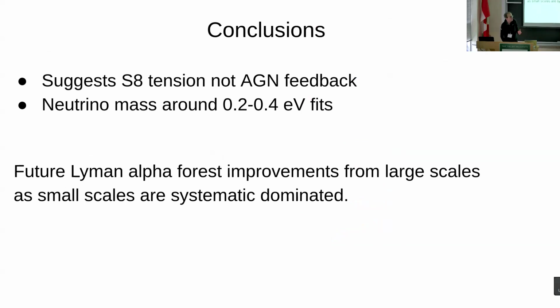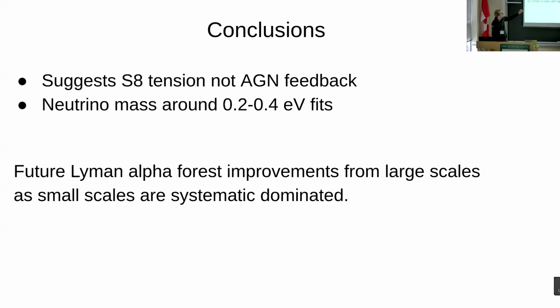So to conclude, what we've done is a new analysis of the Lyman-alpha forest. We had 50 large scale cosmology simulations, marginalizing over cosmology. We found that there is a sigma 8 tension. It probably is not due to AGN feedback. A plausible explanation, if you do an order of magnitude back-of-the-envelope estimate of what you would need to explain this, would be a neutrino mass around 0.2 to 0.4 eV, which I do not claim is consistent with all constraints, but it does kind of fit.